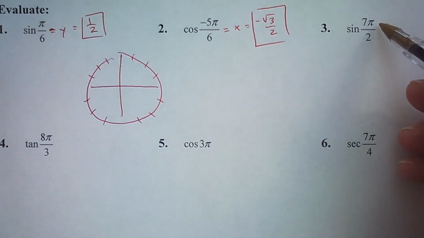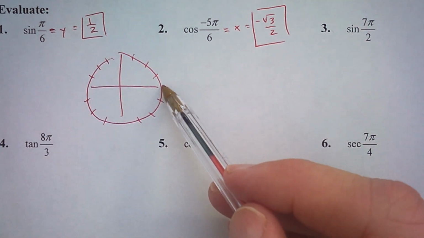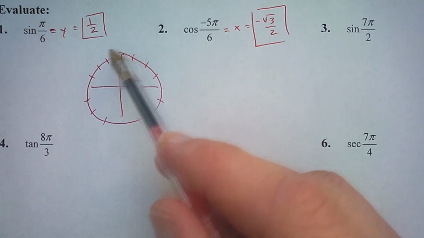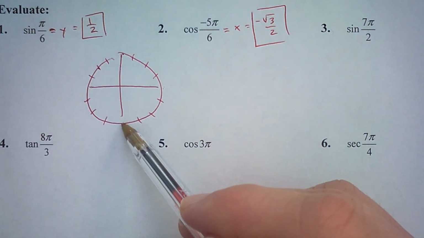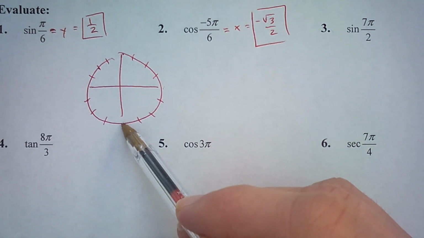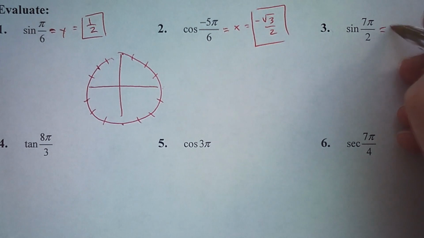And then 7 pi over 2, that's the same as 14 over 4. All the way around is 8 over 4. 9 fourths, 10 fourths, 11 fourths, 12 fourths, 13 fourths, 14 fourths. That's right here. Sine is the y value, and the y value down here is negative 1.